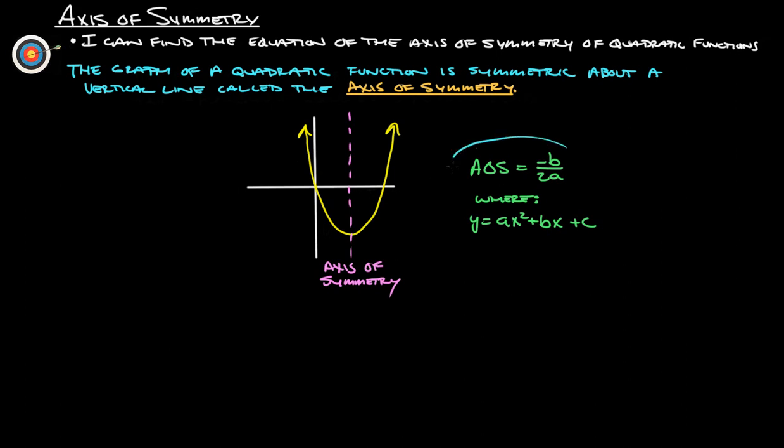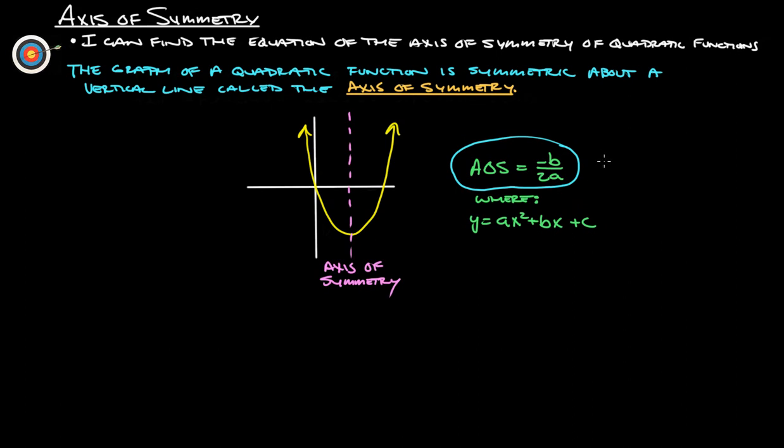Very key and helpful here is that there's an equation to find the axis of symmetry, and that is x equals negative b over 2a, when you have y equals ax squared plus bx plus c. This should hopefully look a little bit familiar from the quadratic formula.